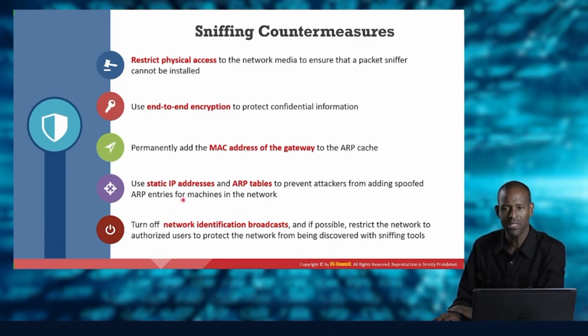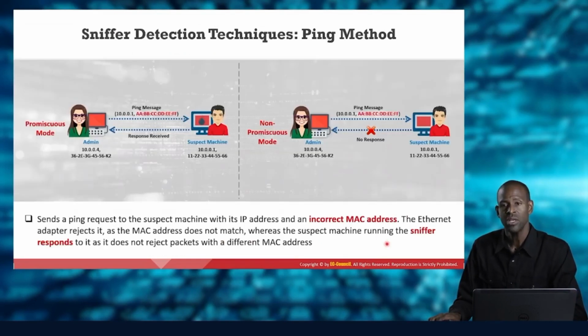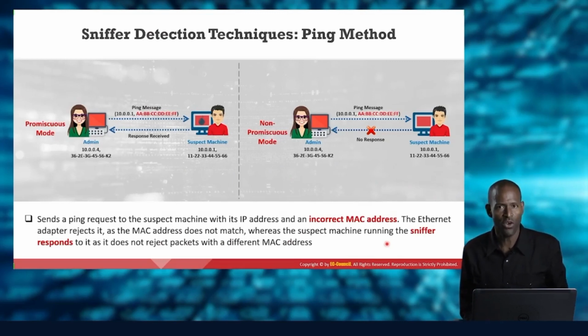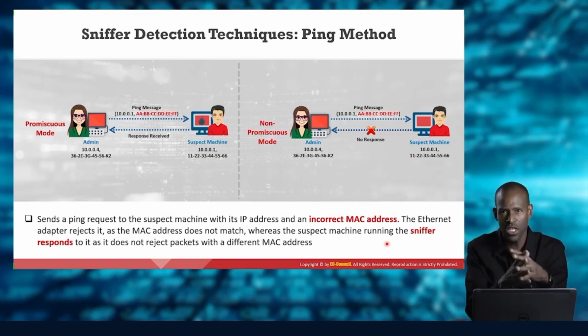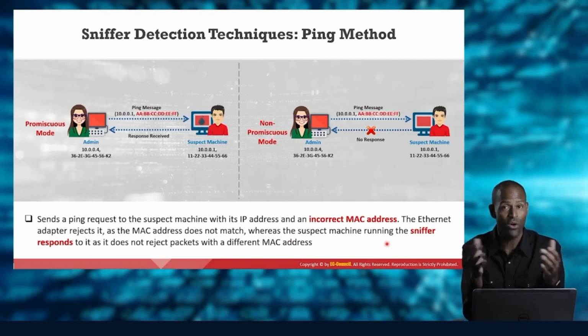Use static IP addresses and ARP tables. Again, same thing as this to a certain extent. Turn off network identification broadcasts if possible, so that attackers won't be able to spoof those or take advantage of them. Restrict the network to authorized users to protect it from being discovered with sniffing tools. So there are ways to detect if there's a sniffer on your network. Is there a sniffer hiding out on my network? How do you know if there is or if there isn't?